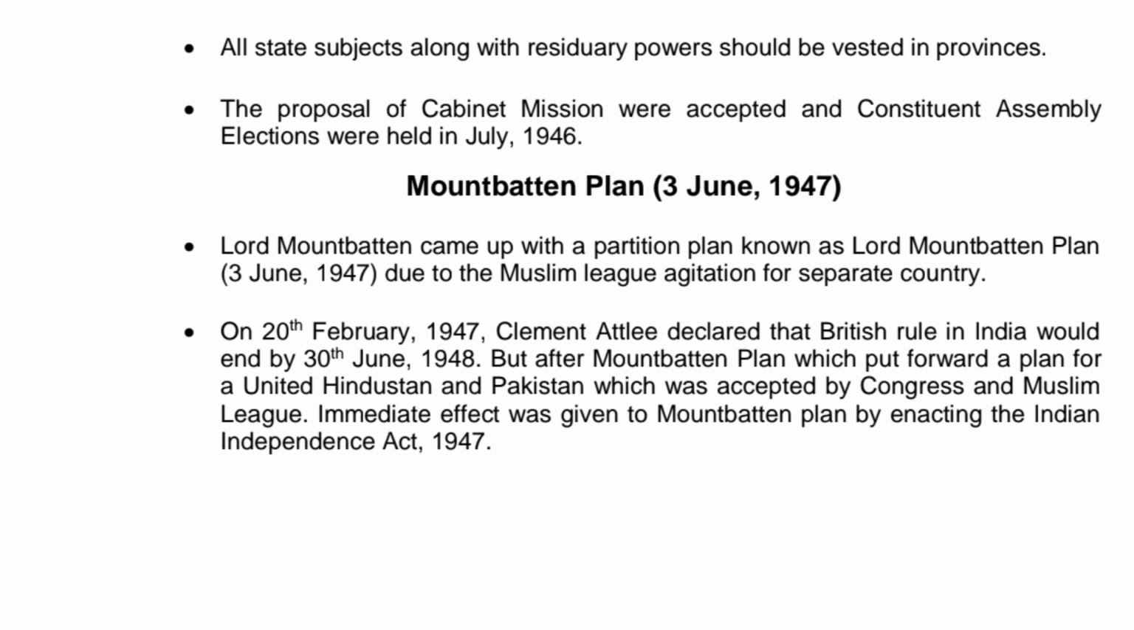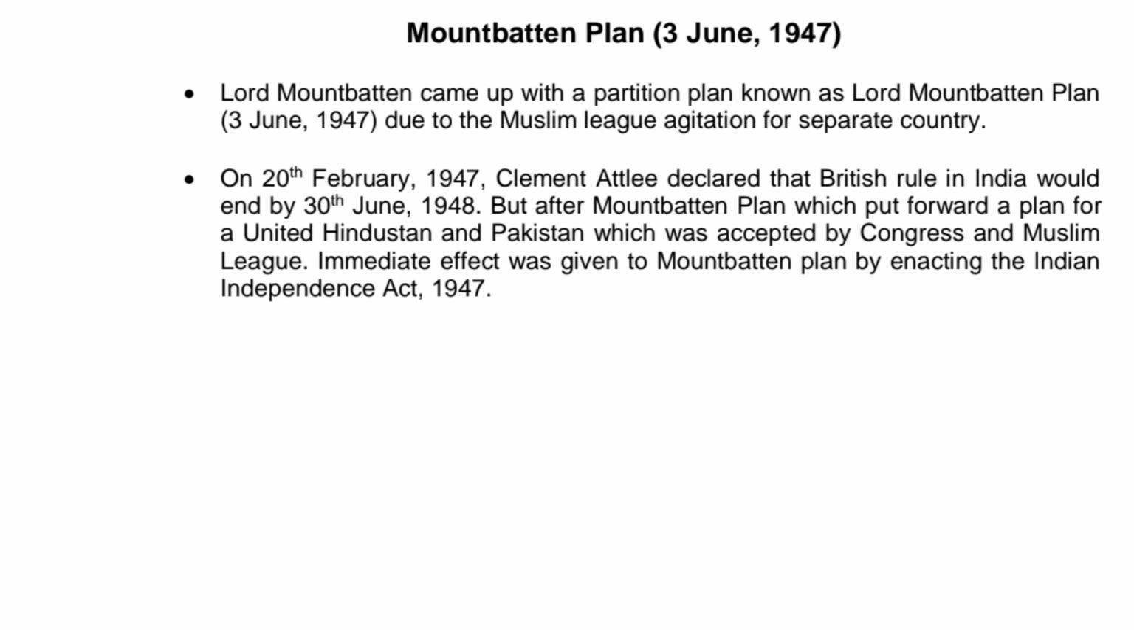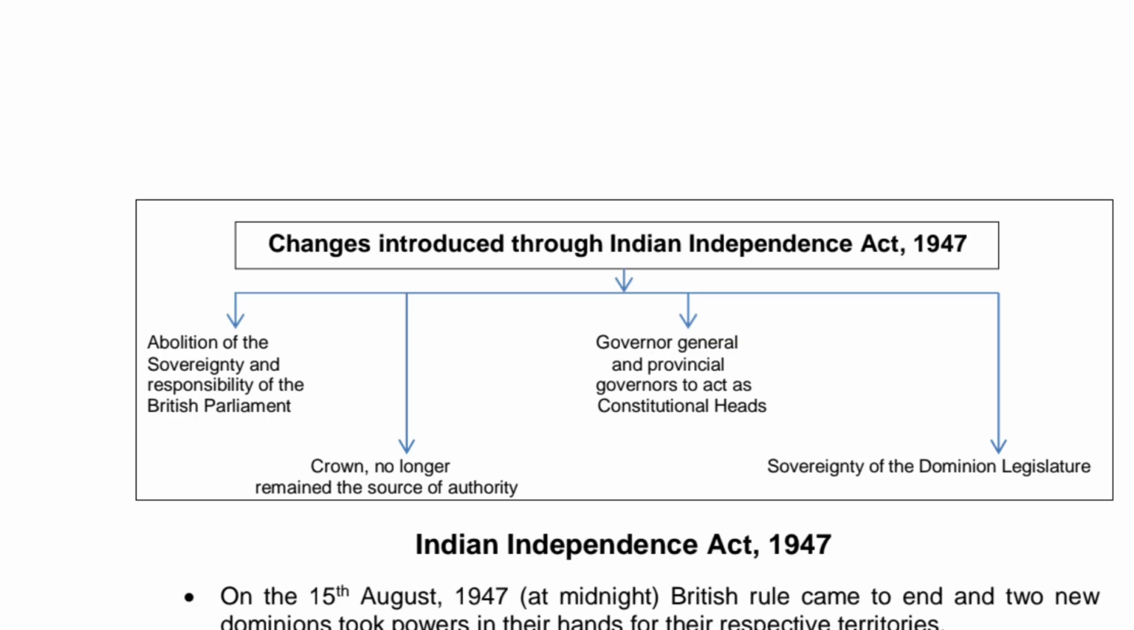So on 20th of February 1947, Clement Attlee declared the British rule in India would end by 30th of June 1948. But after the Mountbatten Plan, which put forward a plan for India and Pakistan, which was accepted by Congress and Muslim League, immediate effect was given to the Mountbatten Plan by enacting the Indian Independence Act 1947.